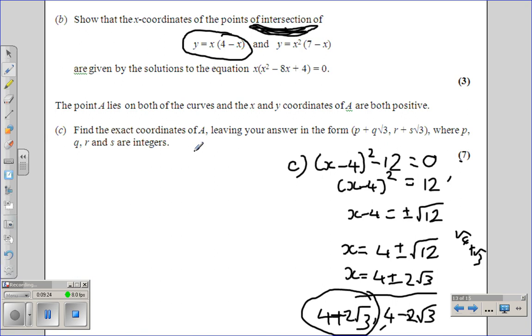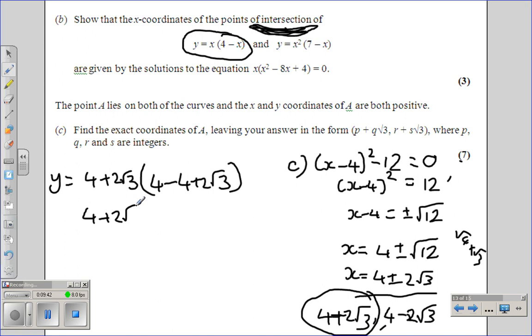So y equals the x coordinate, which is 4 plus 2 root 3, multiplied by 4 minus, and we need to write the x coordinate again, 4 plus 2 root 3. So that is 4 plus 2 root 3, 4 minus 4, that goes. So we've just got multiplied by 2 root 3. Ooh, 4 plus 2 root 3 multiplied by 2 root 3.